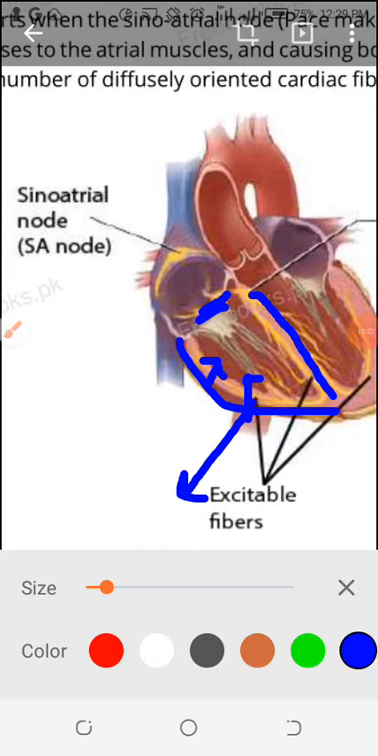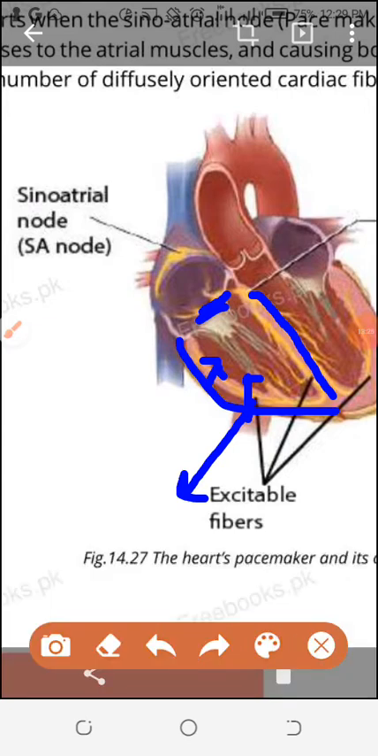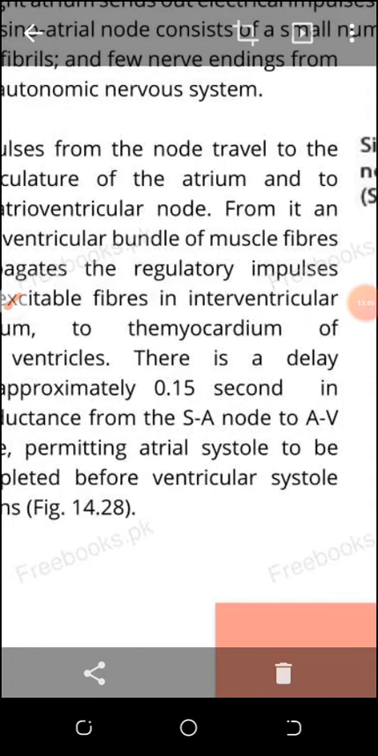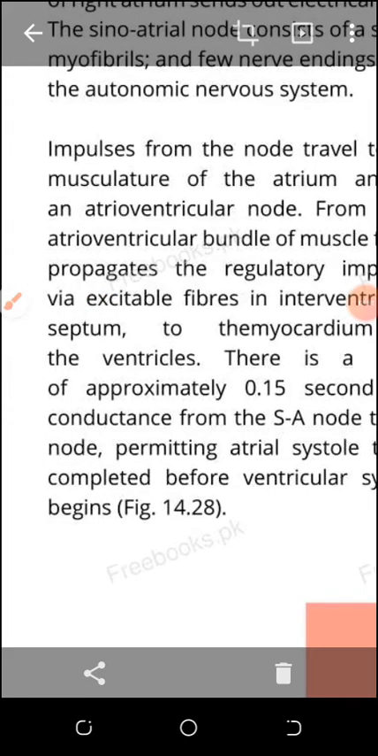Purkinje fiber and the bundle of His, these are modifications, meaning these are basically cardiac muscles, but they are modified to convey the current to the cardiac muscles, so that cardiac muscles will contract. So they are specialized to give the current. They will not contract themselves, because they will give the message to other cardiac muscles of the ventricle. So these are some specialized workings of cardiac muscle, meaning some cardiac muscles will become the Purkinje fibers and the bundle of His. You remember what I told you.